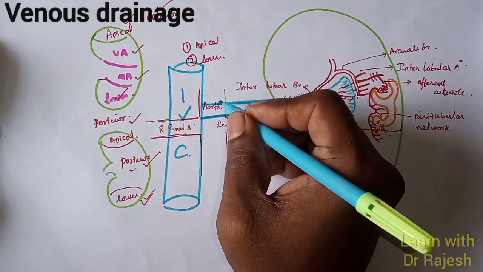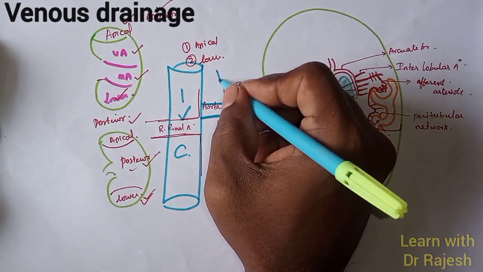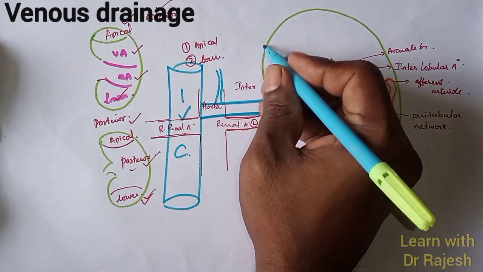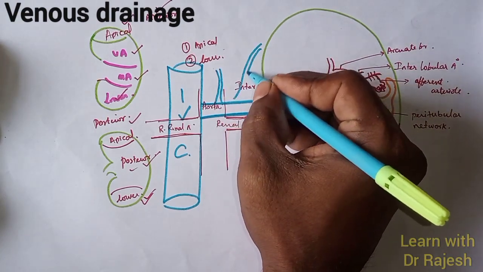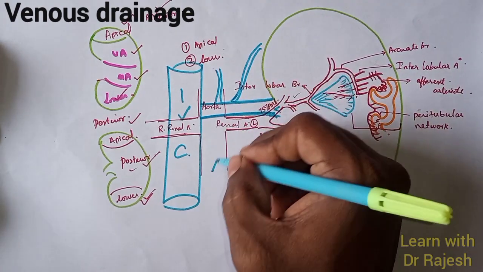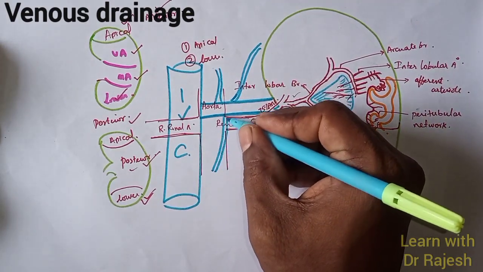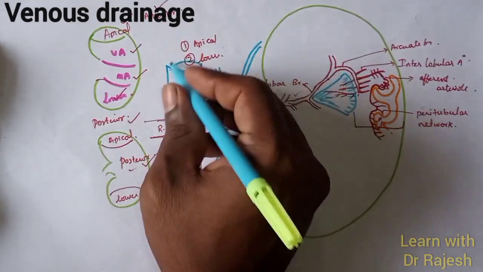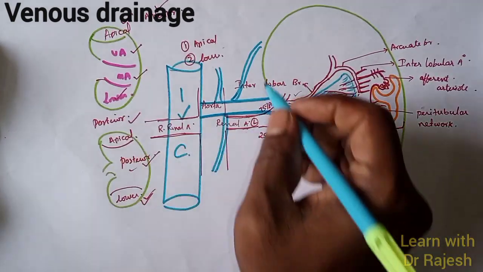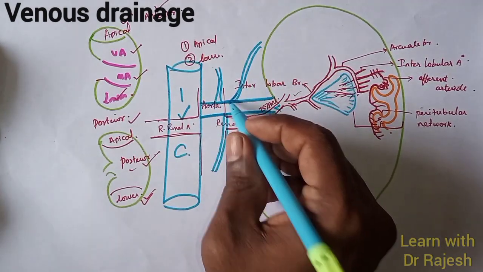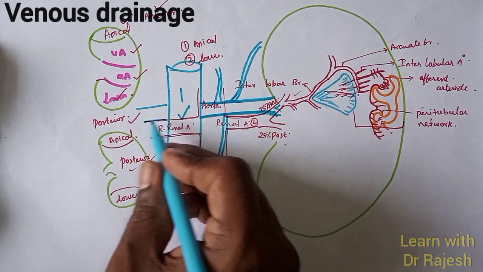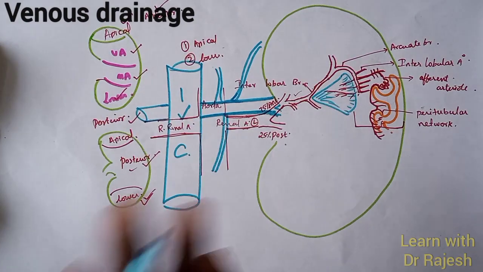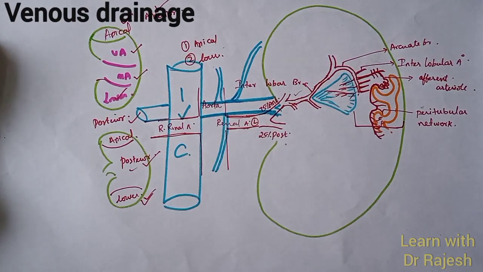Some other tributaries also drain into the left renal vein, that is the left inferior phrenic vein, the left suprarenal vein, and also the left gonadal vein. Because of the longer course and the IVC is present more towards the right side, all these veins are draining into the left renal vein. But in case of right renal vein, there are no such veins which are draining into it. So this is about the venous drainage of the kidney.